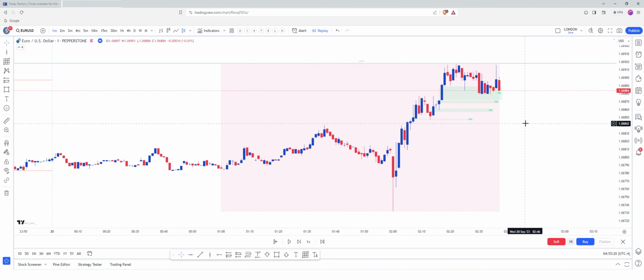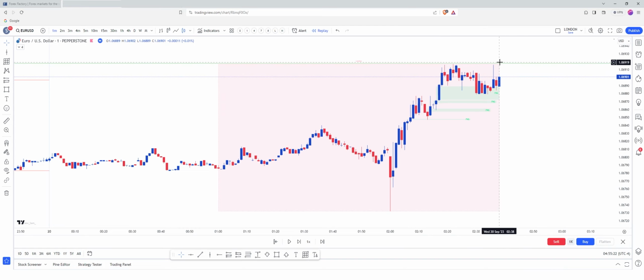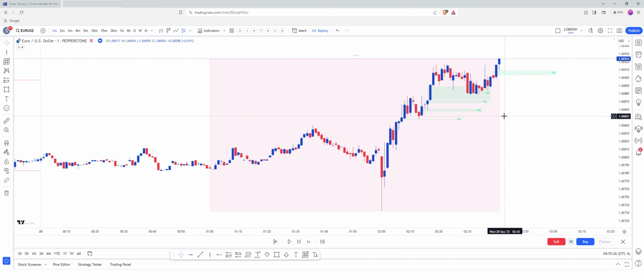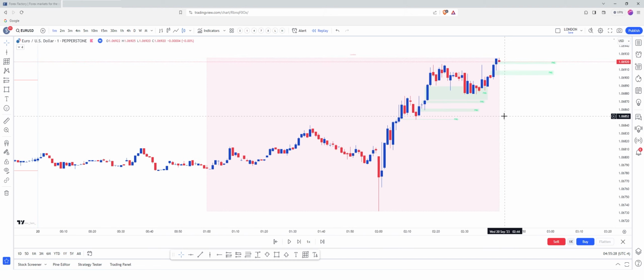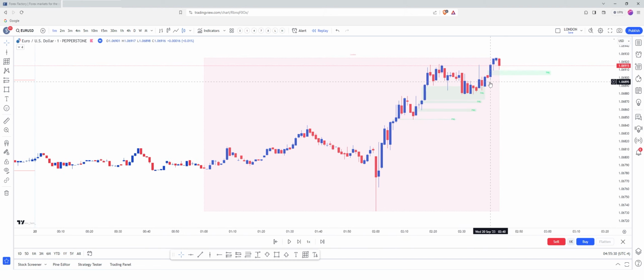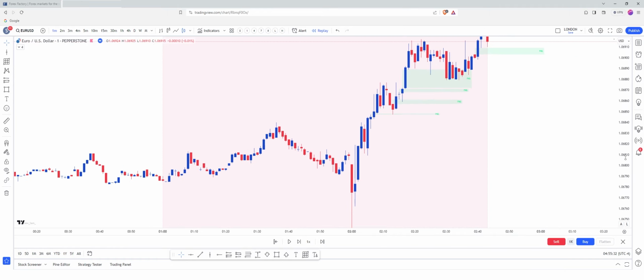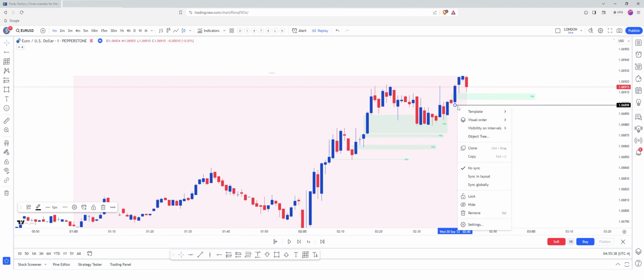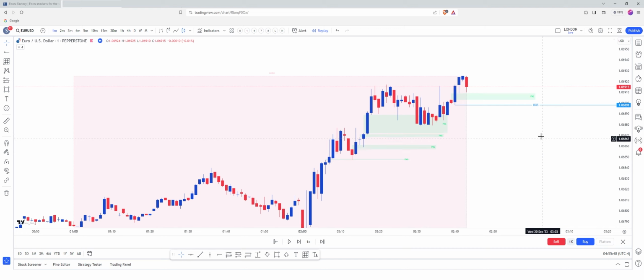Building liquidity here at the moment. You can see it engineering liquidity underneath this high. There we go. So we've finally taken the high. So our swing low, if we're looking for a 2022 model, is this low here. So that's going to be our break of structure.